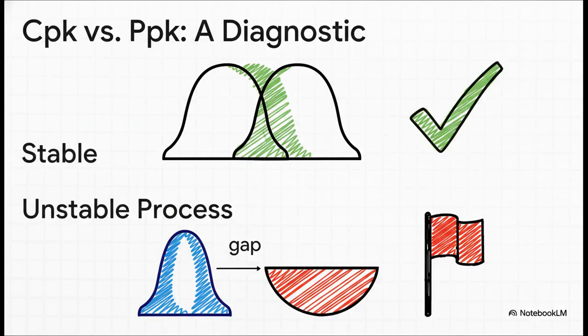And here's a little pro tip. The relationship between these numbers is an incredibly powerful diagnostic tool. If your process is truly stable and in control, your CPK and PPK values are going to be almost identical. But what if you see a huge gap between them? That, my friends, is a massive red flag. It's your data literally screaming at you that the process is unstable. You've got to fix that first.